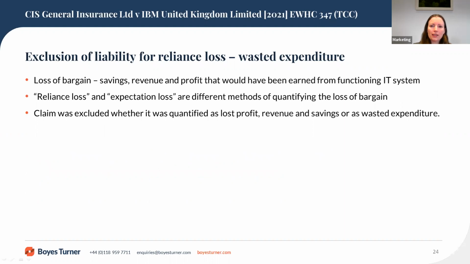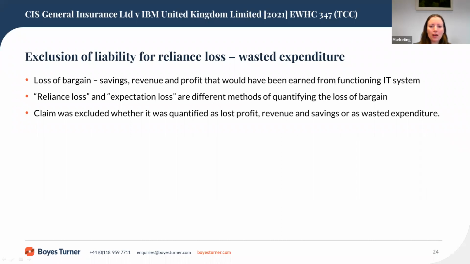Mrs. Justice O'Farrell said the starting point was to look at the contractual benefit that had been lost as a result of IBM's repudiatory breach of contract. Here, the loss of bargain was the savings, revenue, and profit that would have been achieved by CIS by having an IT system that was anticipated to increase its business competitiveness and to produce substantial savings, increased revenues, and increased profits. A claim for damages of this nature can either be framed as reliance loss, which is the expenditure incurred in reliance on the defendant's promise, or it can be framed as expectation loss, which is the financial value of the expected contractual benefits, such as lost profits.